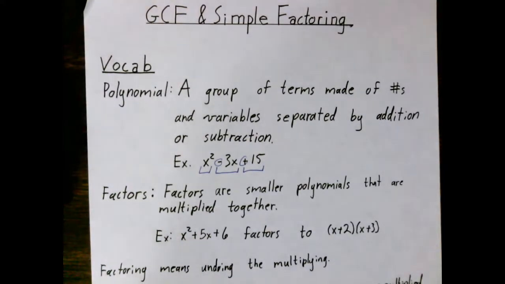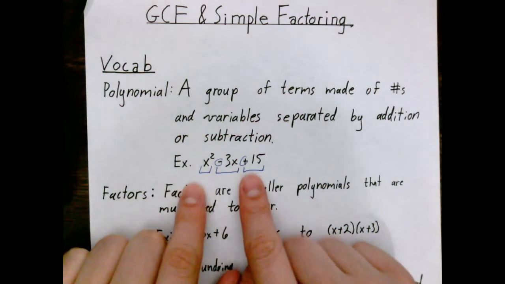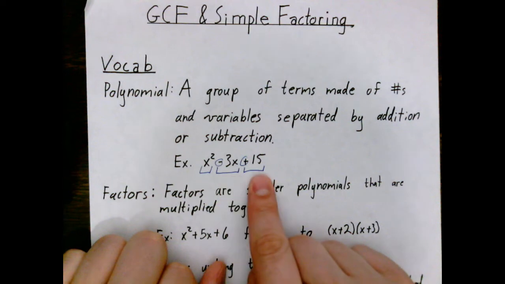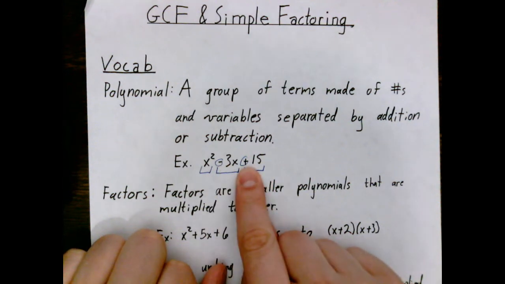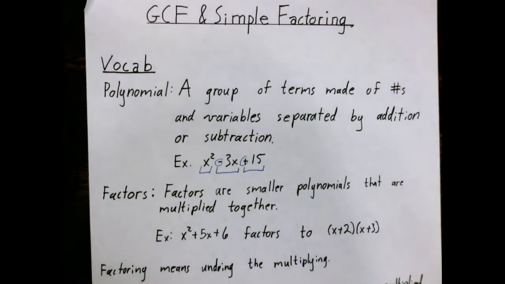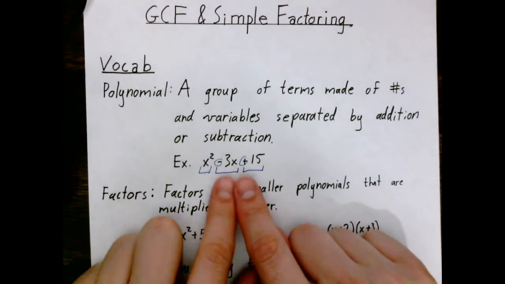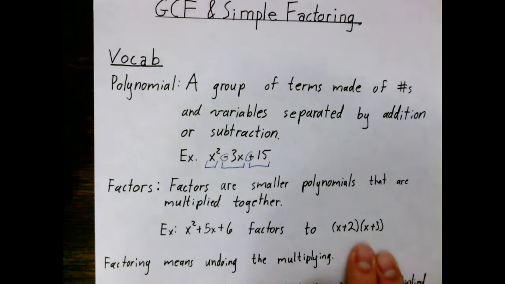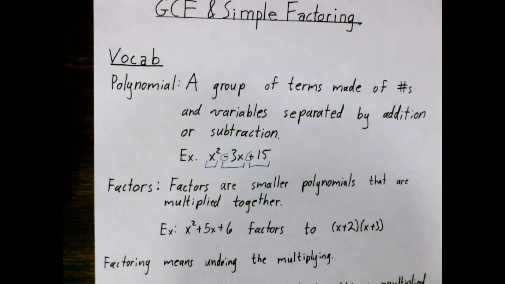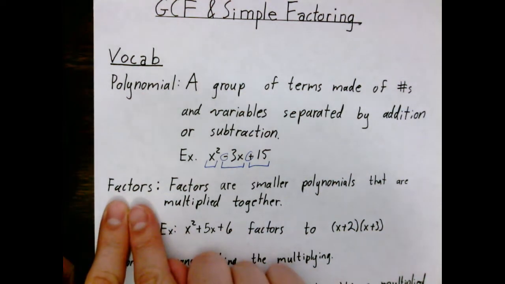So, polynomials are just groups of terms made of numbers and variables separated by addition or subtraction. So, if we look at this, this has 3 terms separated by subtraction and addition. So, this would be a trinomial. You can have binomials, trinomials, quadnomials, so on and so forth. Pretty much you're only going to be looking at trinomials. They're going to factor into binomials, and then maybe some 4th degree polynomials for grouping later.